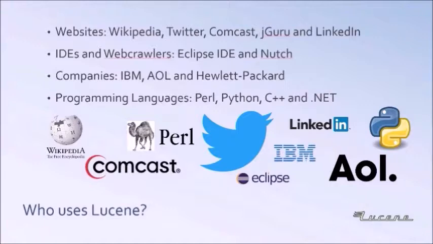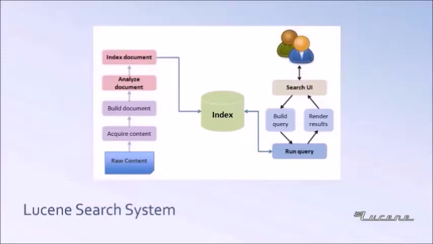Websites like Wikipedia, Twitter, Comcast, JGuru, and LinkedIn have been powered by Lucene. Lucene also provides search capabilities for Eclipse IDE, Nutch, and companies such as IBM, AOL, and HP. Lucene has been ported to many other programming languages, including Perl, Python, C++, and .NET. Here's a representation of Lucene's search system.